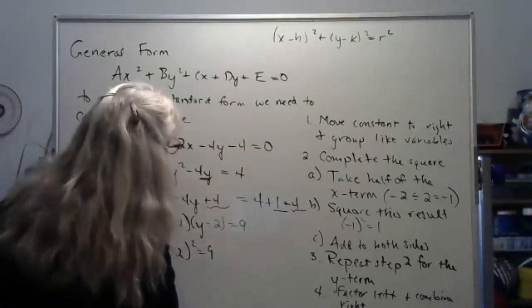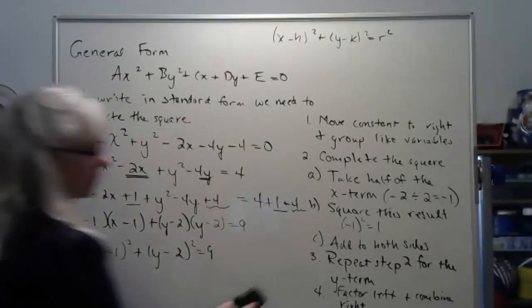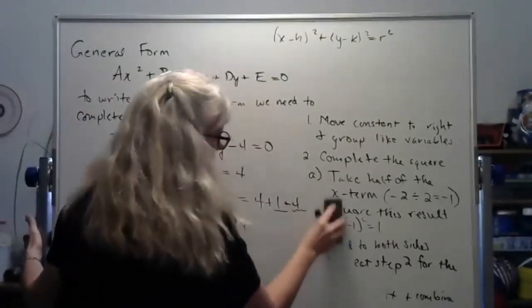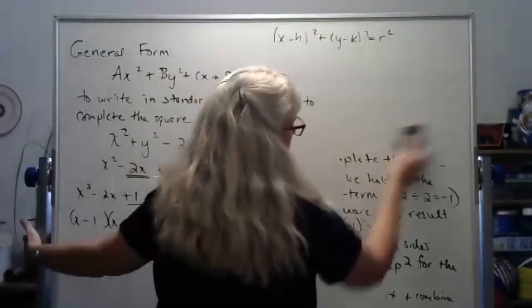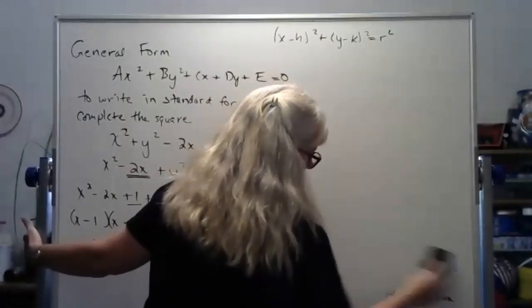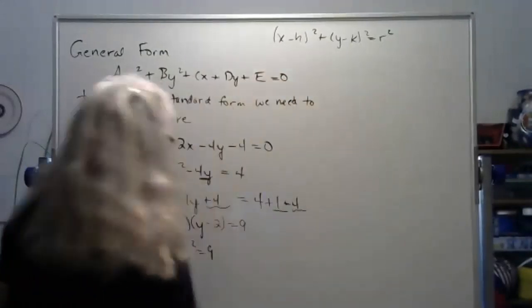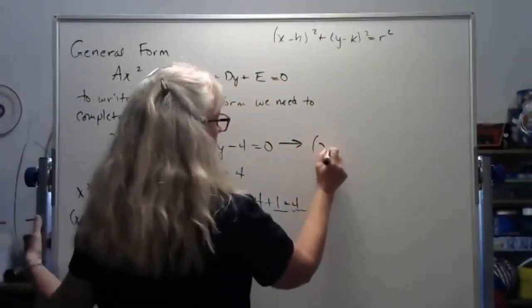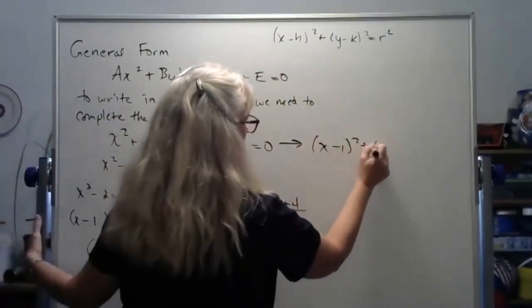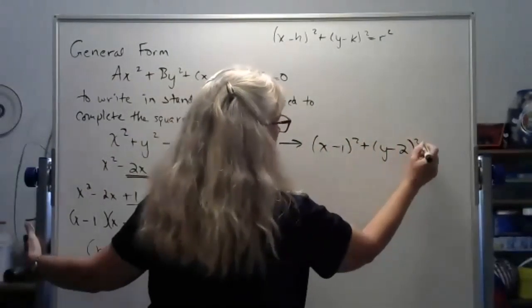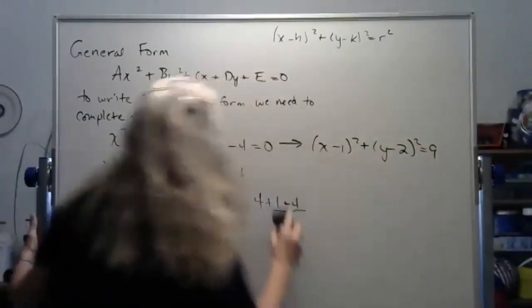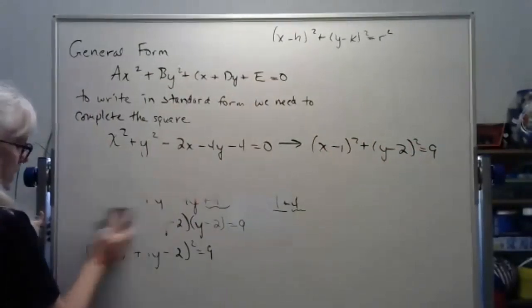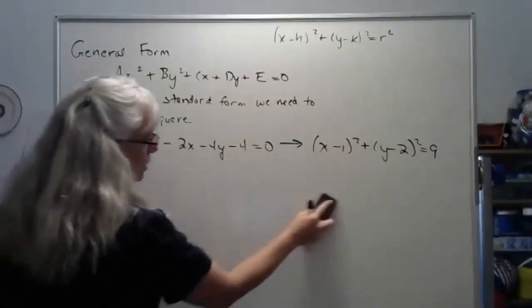Now, I'm not quite done yet with this, so I want to erase my steps. And then here's where I'm going to write what we started with, x minus 1 squared plus y minus 2 squared equals 9. Okay, so I have both the general form and the standard form of the equation that we're working with.